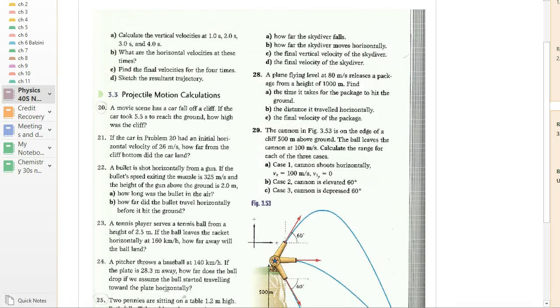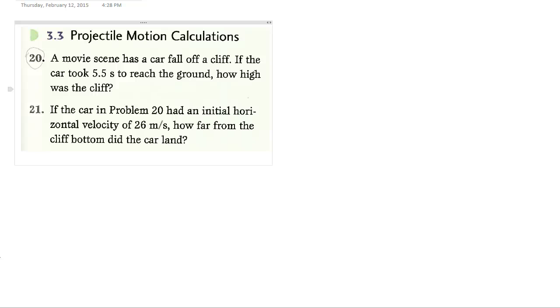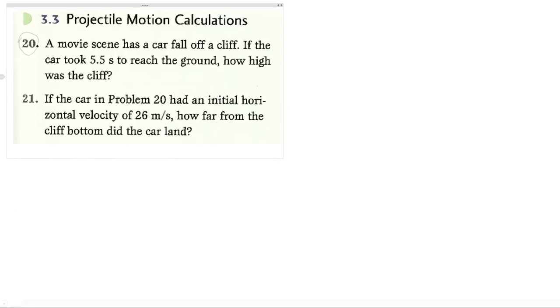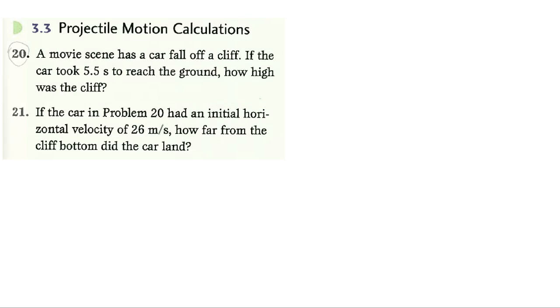Hopefully you have this handout from class, and I'm going to take a look at the first two, question 20 and question 21. They're quite related. If you'll notice, in 21 it says "if the car in problem 20 had," so they go together. Reading the first question, 20, it says a movie scene has a car fall off a cliff.